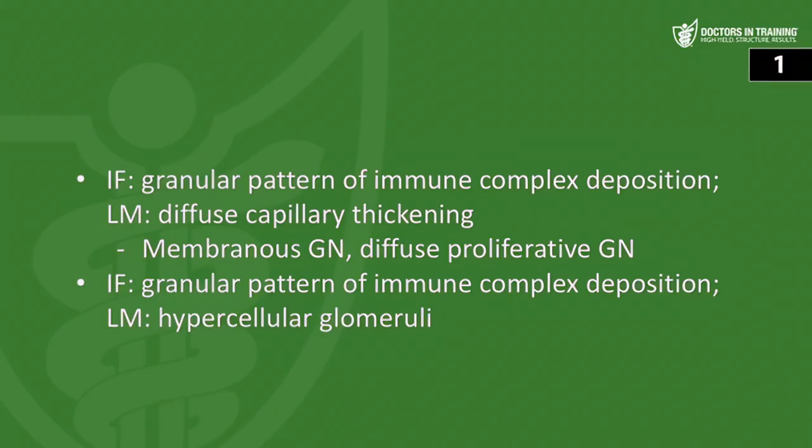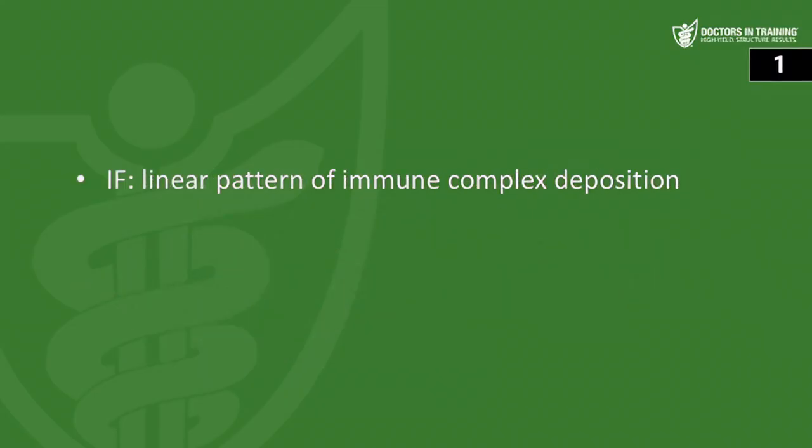Next, we have immunofluorescence shows that same granular pattern of immune complex deposition, but this time the light microscopy shows hypercellular glomeruli. So this is acute post-streptococcal glomerulonephritis, and those are inflammatory cells in the glomeruli. Next, we have immunofluorescence shows a linear pattern of immune complex deposition.